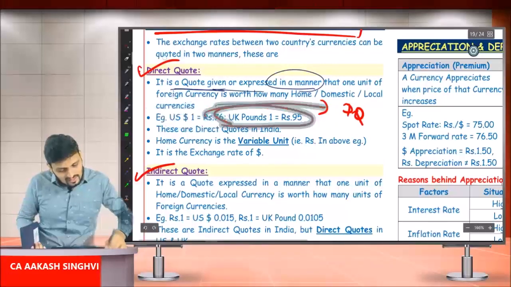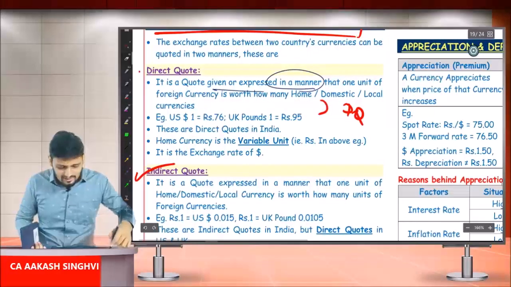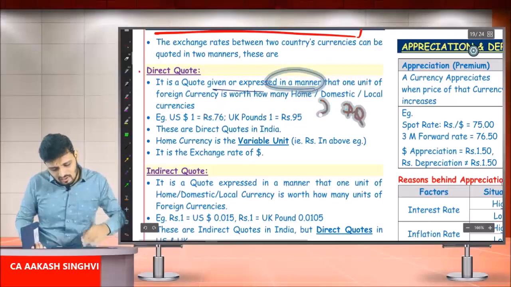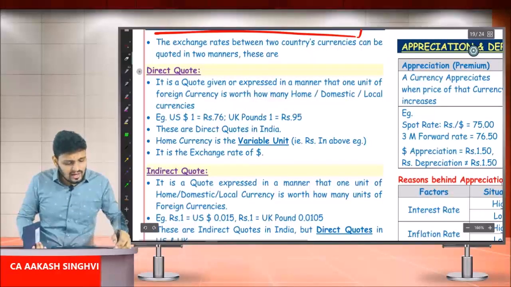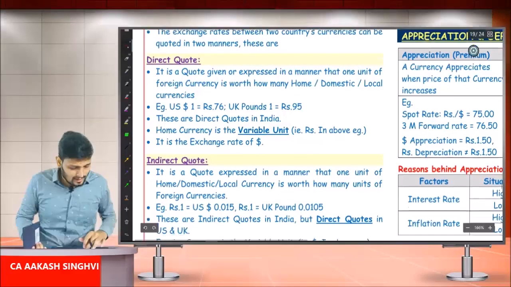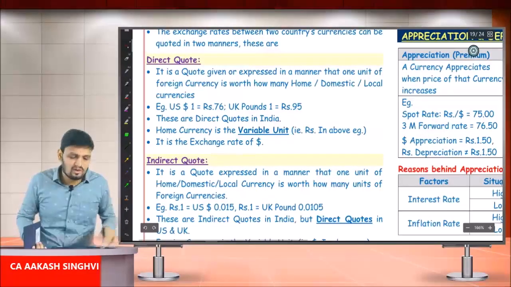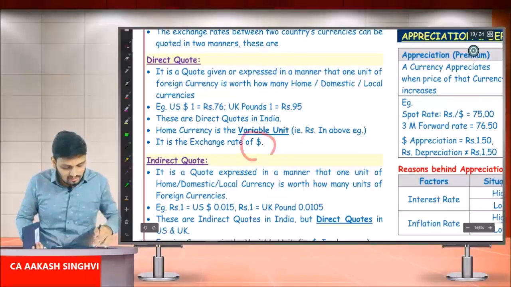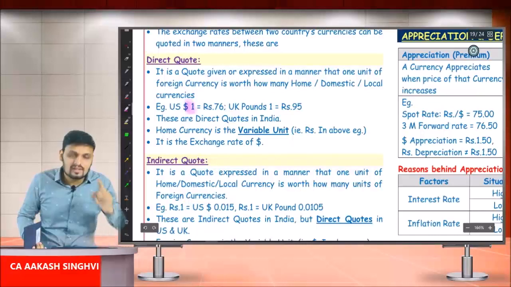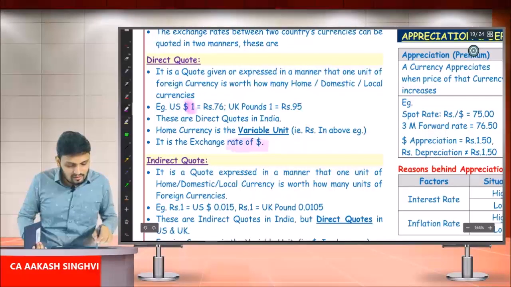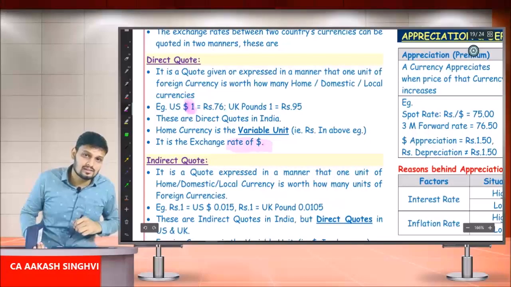I have mentioned it here, guys, so no need to worry, no need to write anything also. All the concepts have been covered. Every single point I have tried to cover in my nano book. These are direct quotes in India. Home currency is the variable unit. It is the exchange rate of dollar. So why exchange rate of dollar? A dollar is in 1 unit. So whichever is in 1 unit, it is the rate of that particular currency.